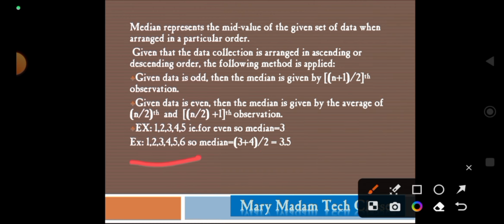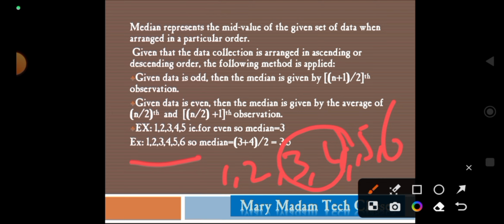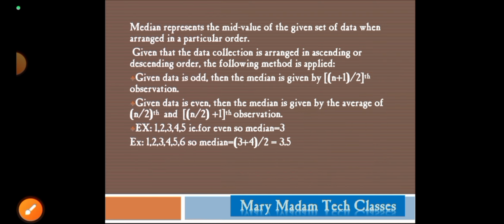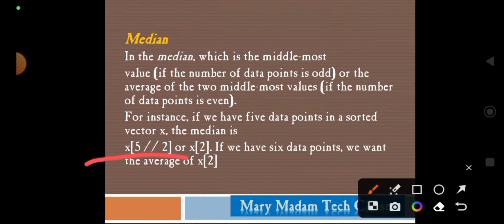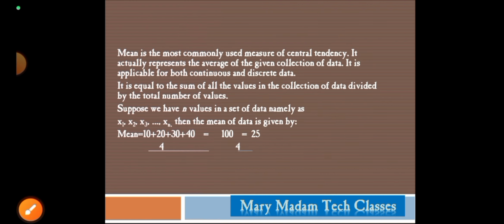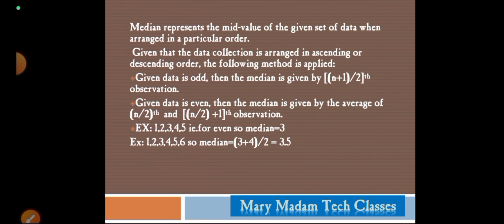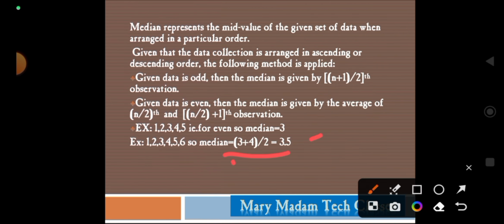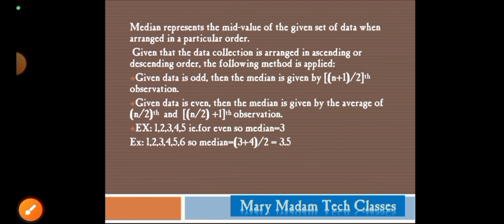Here, if the values are even, what does it mean? 1, 2, 3, 4, 5, 6. So we are going to calculate the median: 3 plus 4 by 2. What is the value? 7 by 2, and 7 by 2 is equal to 3.5. Is it clear? Next one.